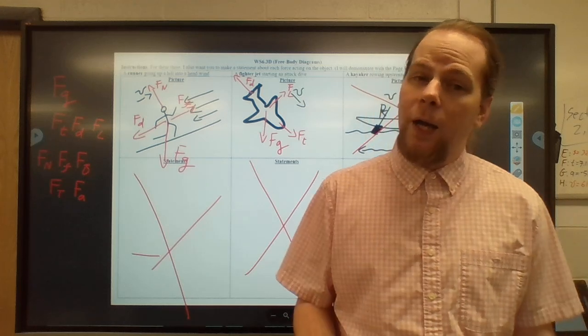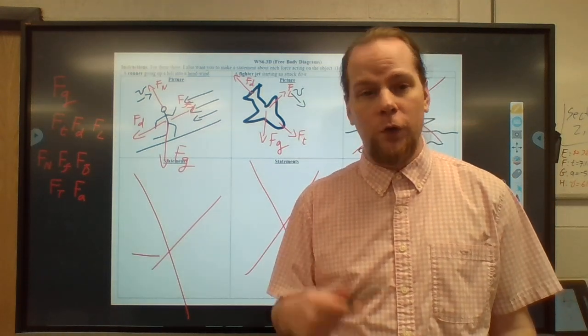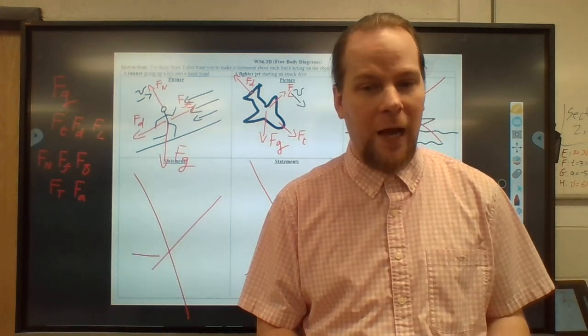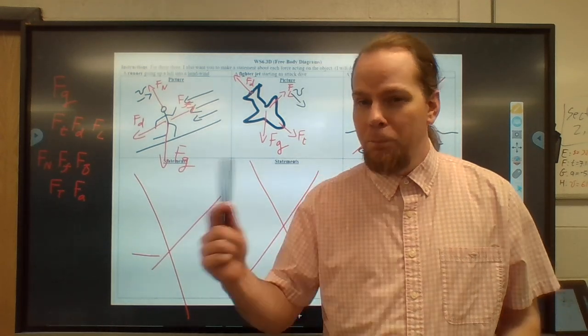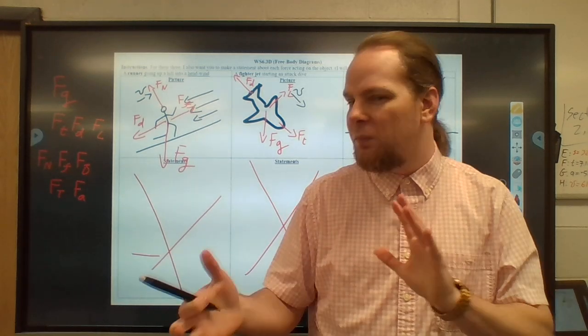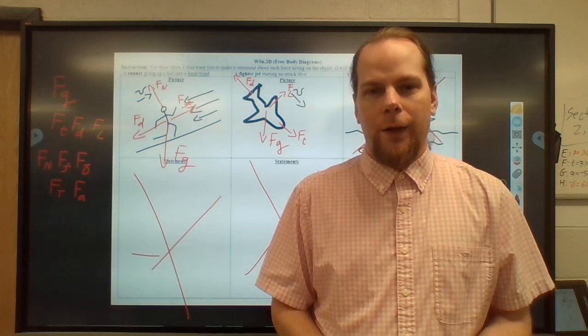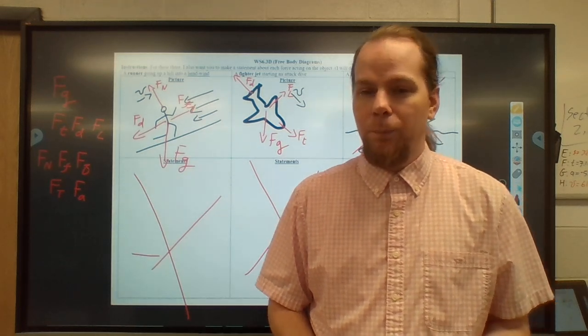A lot of times you're going to find that there are either 2, 3, or 4 forces acting on an object. Not always. There can be 5 or 6. Most of these, though, there's going to be 2, 3, or 4. Okay, so something to keep in mind.